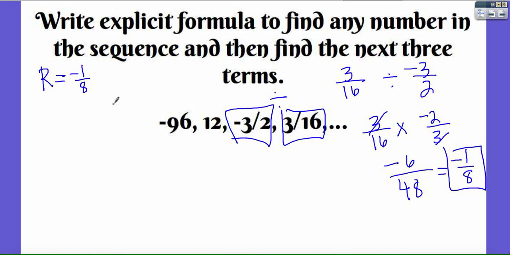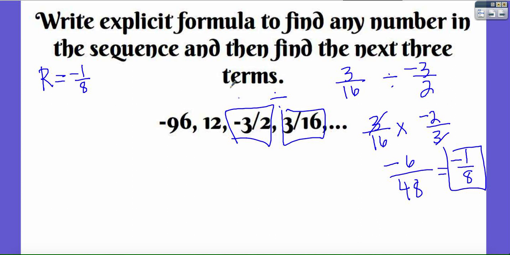Now that does mean the same thing as dividing by -8, but when we write the common ratio, it is the number that we are multiplying by. So if you see that your pattern is dividing by 4, your common ratio is really 1/4 because that is the number you are multiplying by.